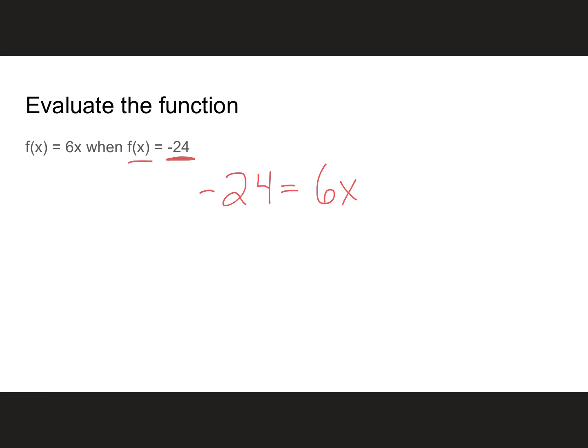And then we're just going to solve it by dividing both sides by 6. So I have negative 24 divided by 6 equals 6x divided by 6. So I get negative 4 equals x. So we're evaluating it here. They're telling us that the answer, the output, f of x equals negative 24.